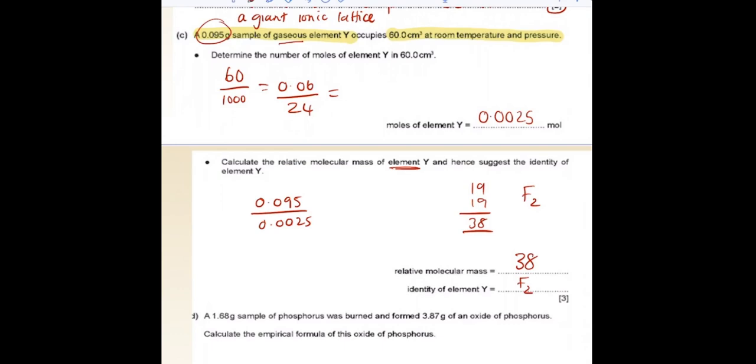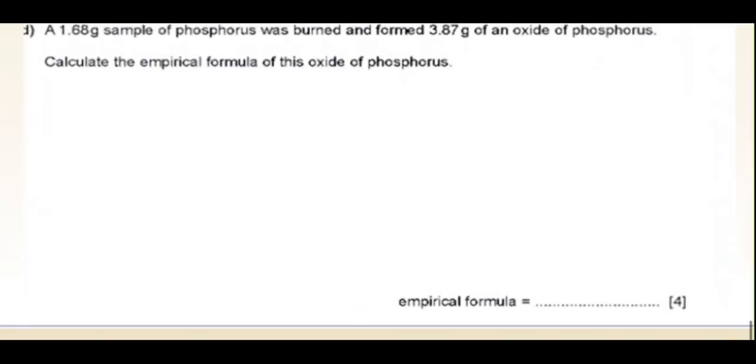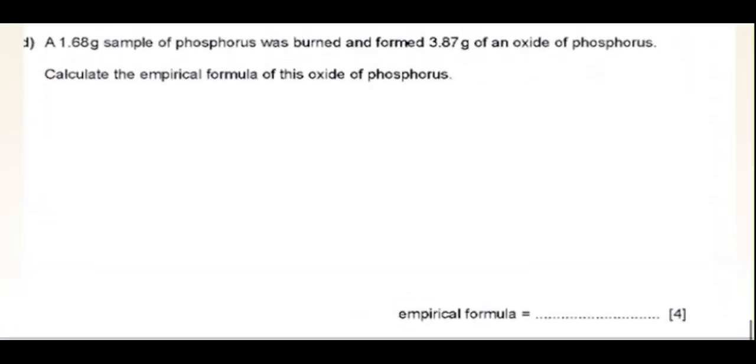How do we know it's F2? Because we have no fear of ice cold beer, and we know that most of the elemental gases there are diatomically bonded. A 1.68 gram sample of phosphorus was burned and formed 3.86 grams of an oxide of phosphorus. Calculate the empirical formula.